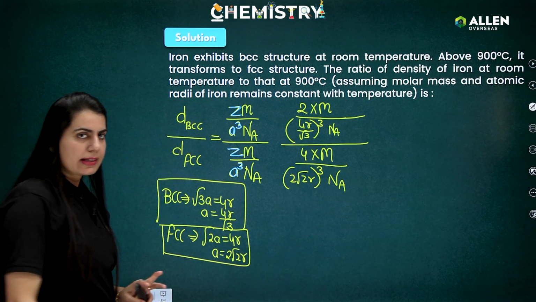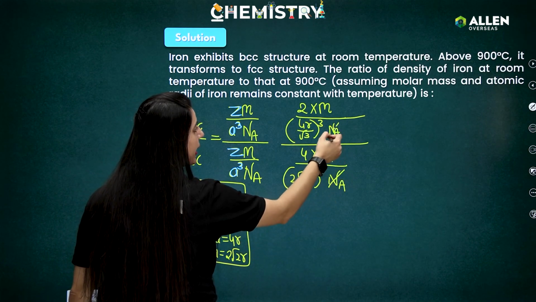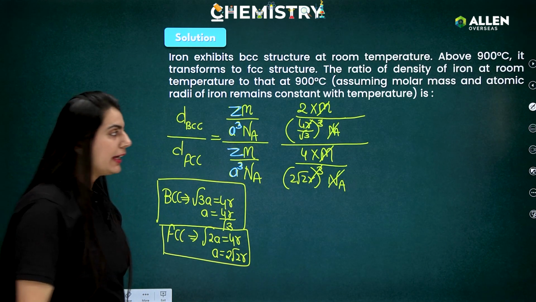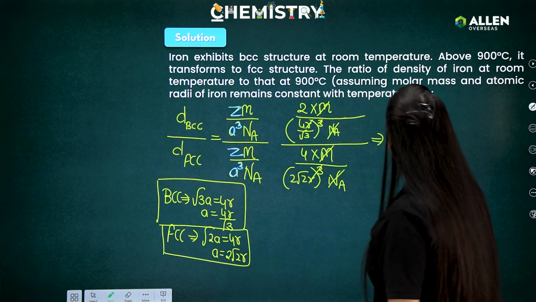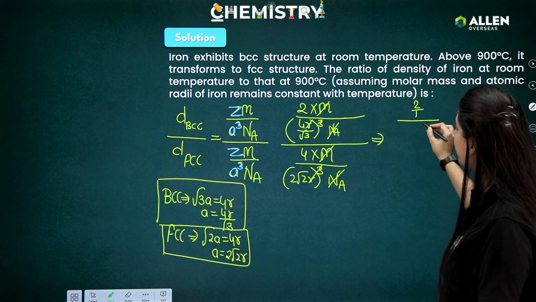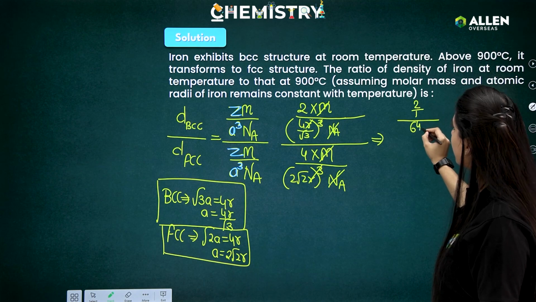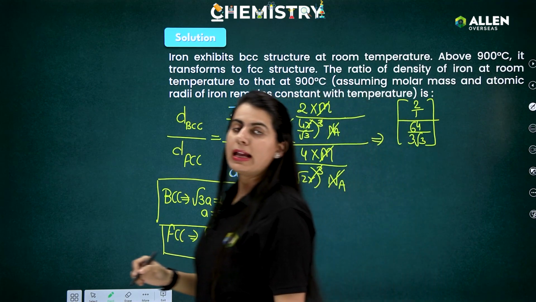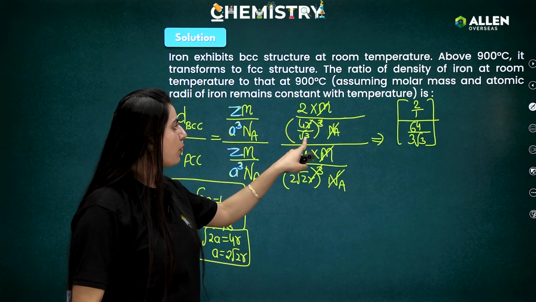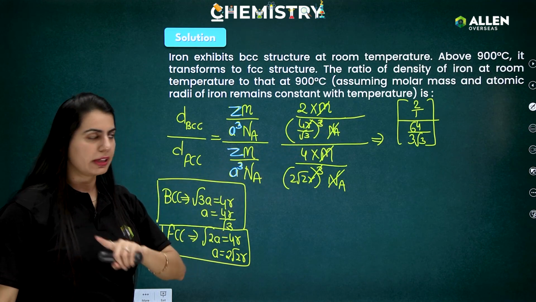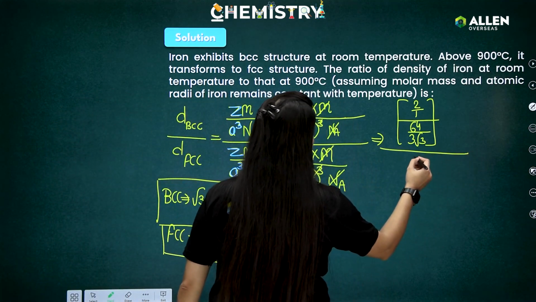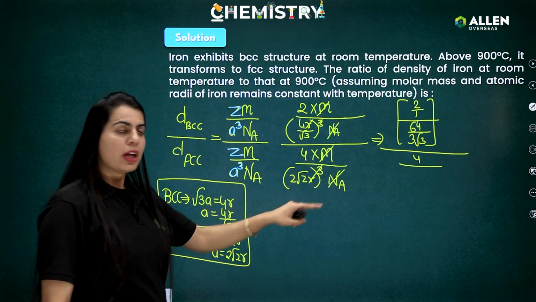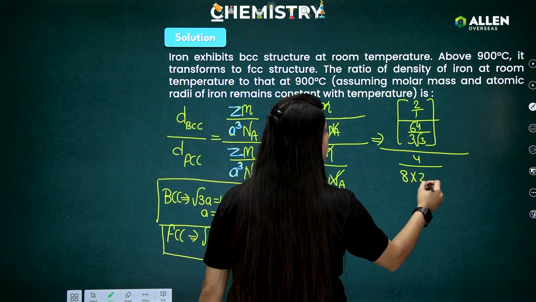Now, many things are getting cancelled out: r cube, Na, molar mass, r cube again. Now, the remaining things we need to solve. From the top part I'm getting 2 by 1 divided by 64 by 3√3. 64 upon √3 cube is 3√3. Then from the denominator part, I'm getting 4 divided by 2 cube, and then this √2 cube. So it will be 8 into 2√2.